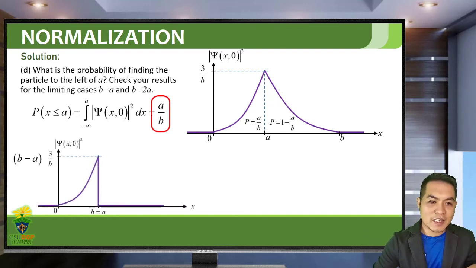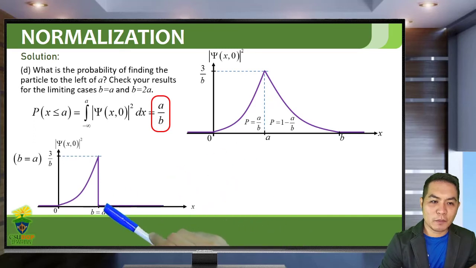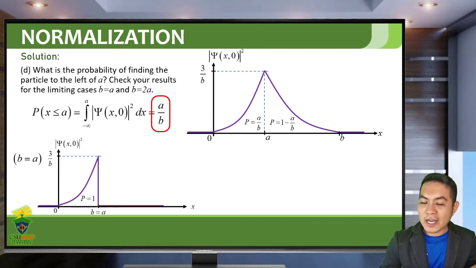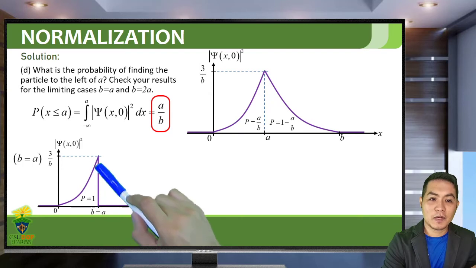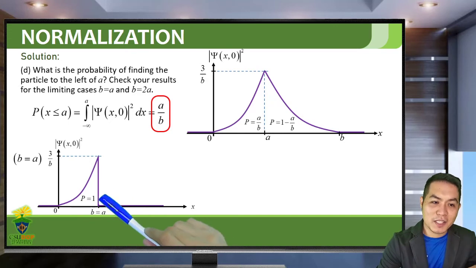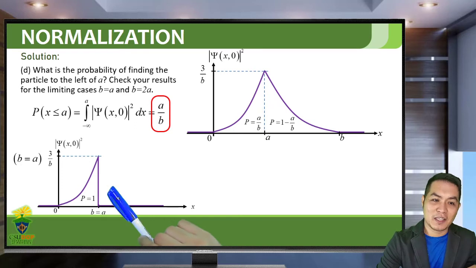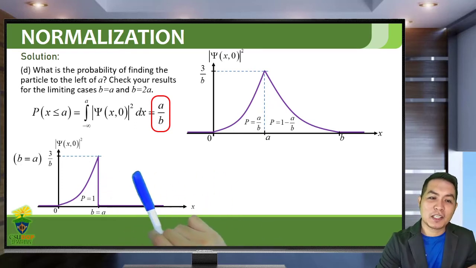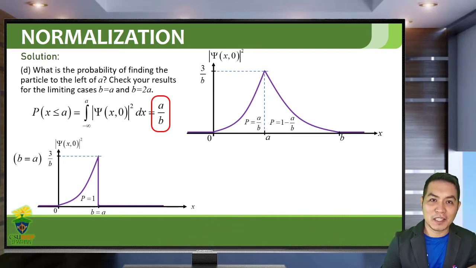So in terms of the sketch, if point b actually coincides with point a, then your probability distribution will look like this. The only area under the curve is to the left of a, or to the left of b, and that is the total probability, which is just equal to 100%. There's a 100% chance that you will see the particle to the left of a, and a 0% chance that you will see the particle to the right of a, because there's no area under the curve here. There's no probability.